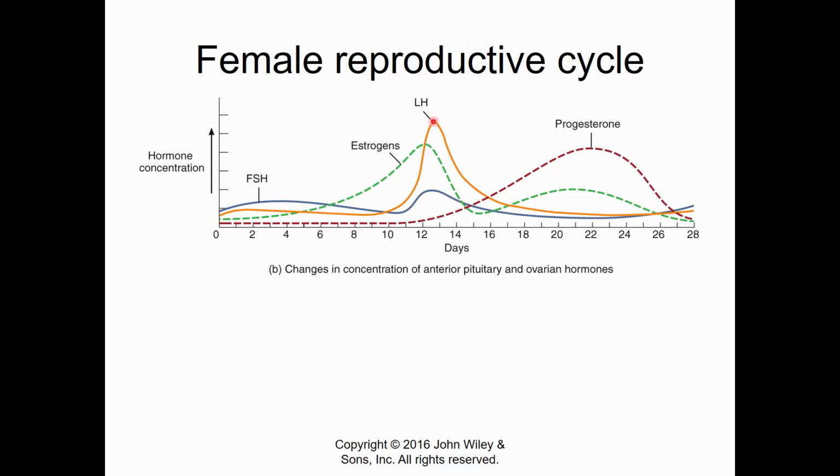So I've referred to this LH spike. Now we finally get to see it. Early in the cycle, FSH is high and estrogen is low. FSH stimulates the follicle, and the follicle then grows. And then as estrogen rises, estrogen feeds back and inhibits FSH.